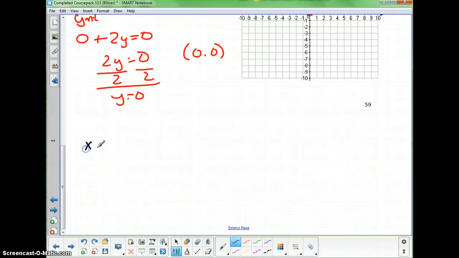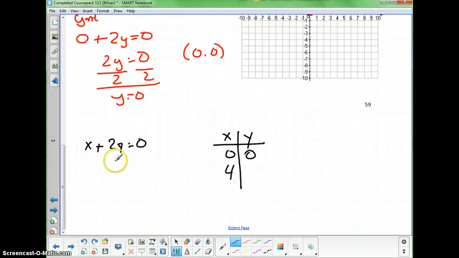My equation was x plus 2y equals 0. We've already found that 0, 0 is an ordered pair. I'm going to go ahead and plug any number I want in for x or for y. I'm going to try 4, just any number. So let's say 4 is my x value. Let's figure out what the y value would need to be.